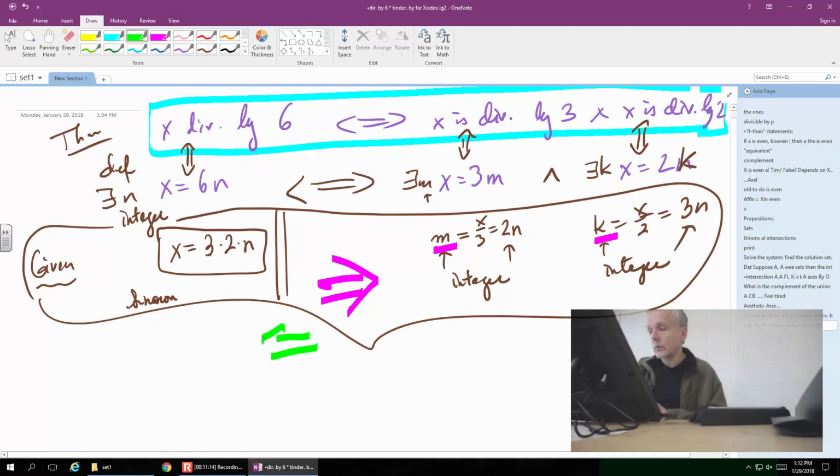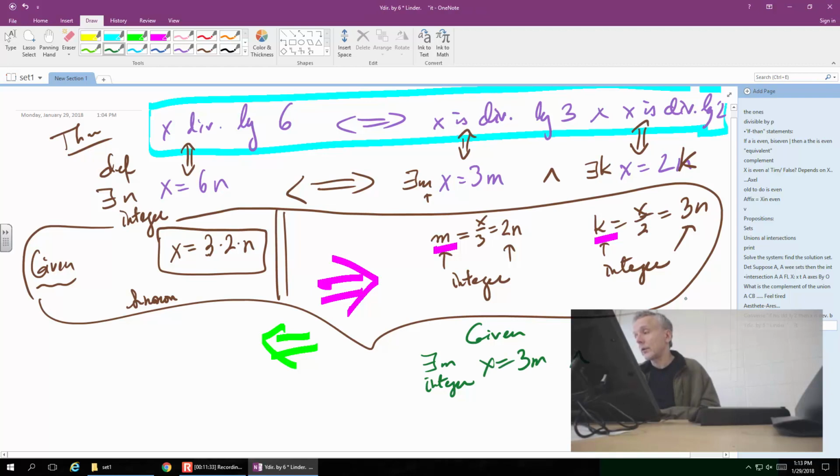So what do we do to go the other way? So once again, set your mind and make it clear what is given. What is given is we don't have to demonstrate that it's an integer anymore. So there is m, an integer. So I'm rewriting it, but with a different idea in mind. So this is what's given, and this is also given. Two things are given. There's a k, also an integer, so that x is equal to 2k.